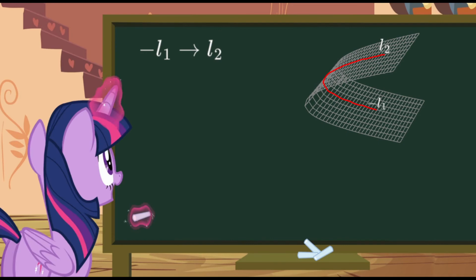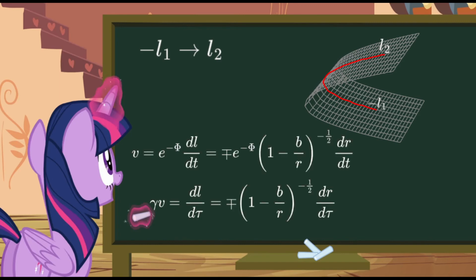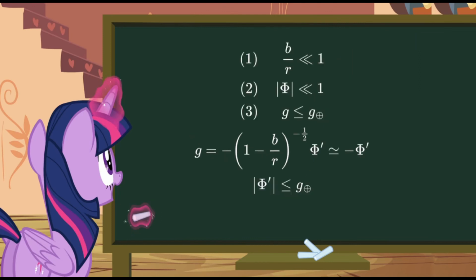Suppose we start moving from our space station on the lower universe at proper distance negative L1, and end up at L2 at the upper universe. We have a radial velocity, defined as follows, adjusting the proper time and distance to radius and time using the metric. There are also some restrictions we want.